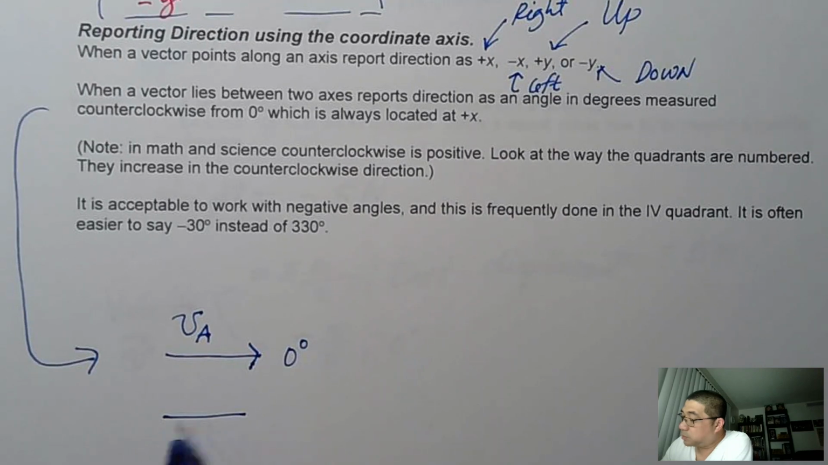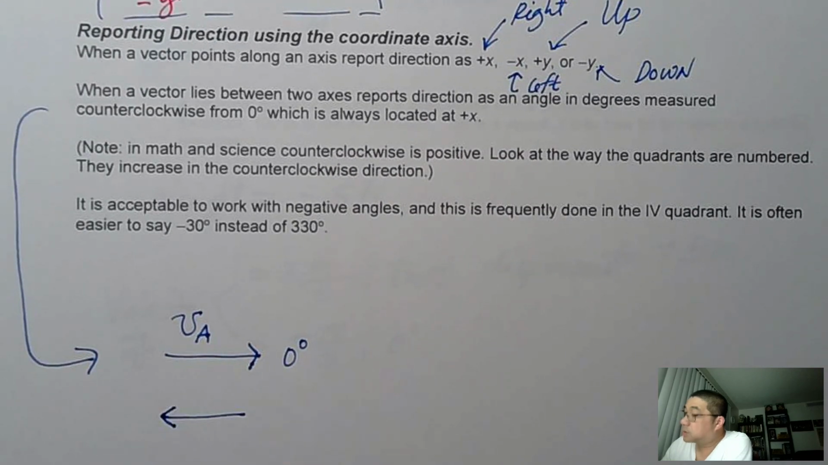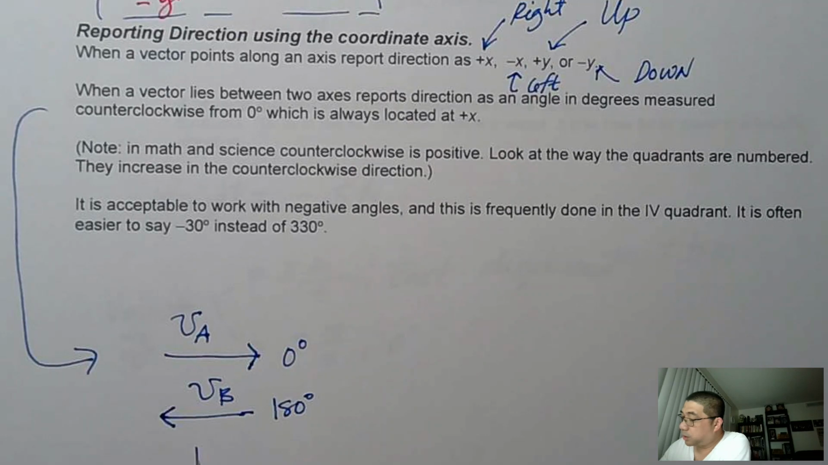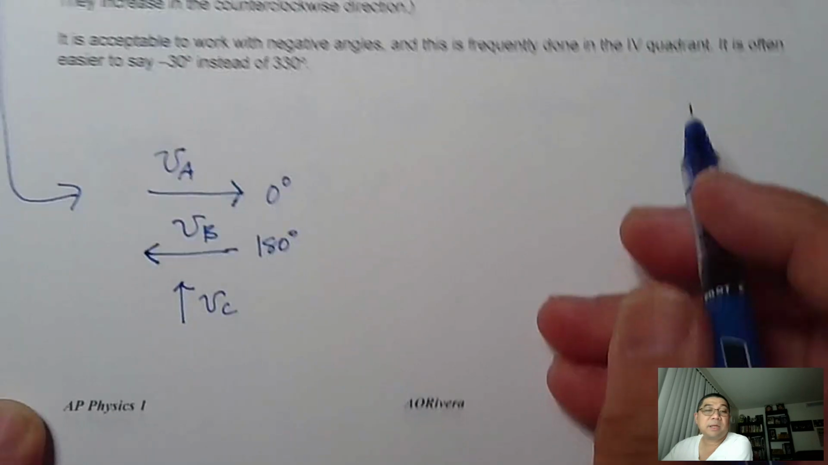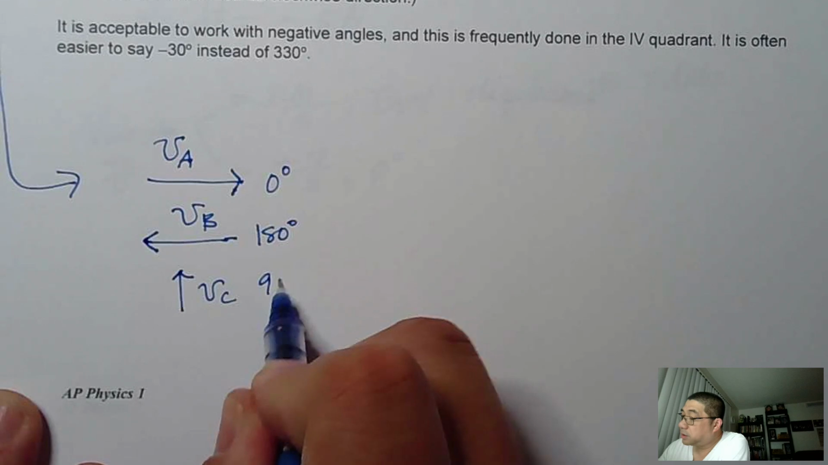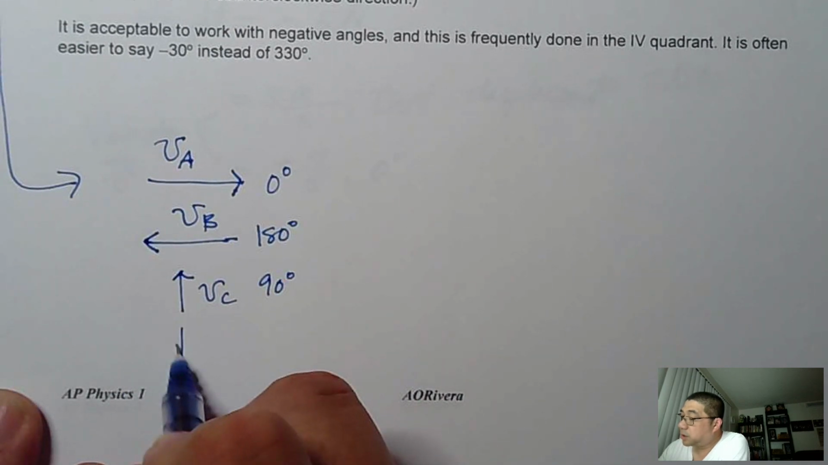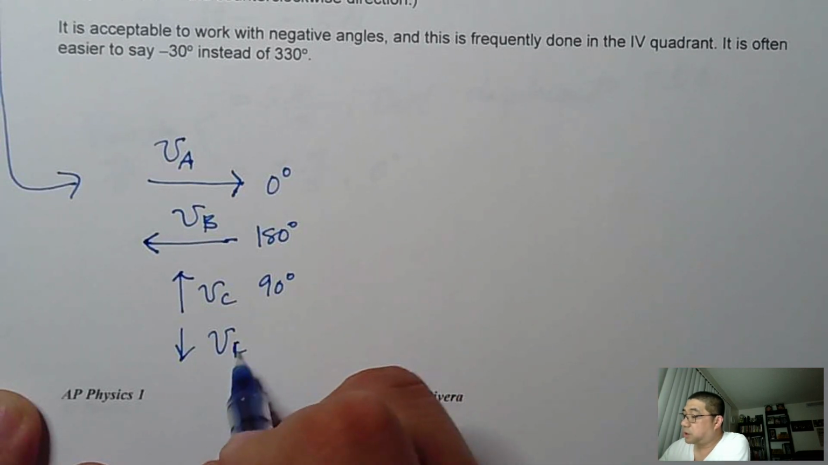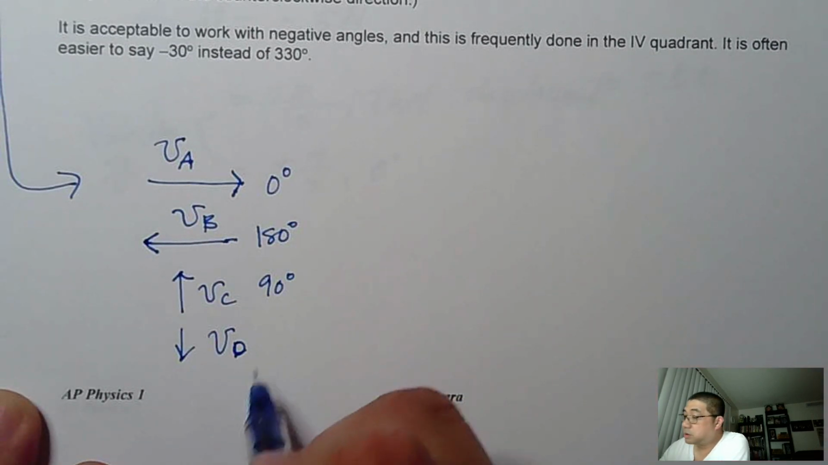How about if it's moving the opposite direction like this? So that is vector B. Let's call it vector B. And that is 180 degrees. If it's going upward like this, let's call this one vector C. The angle is 90 degrees. If it's going down, which is vector D, that is 270 degrees.